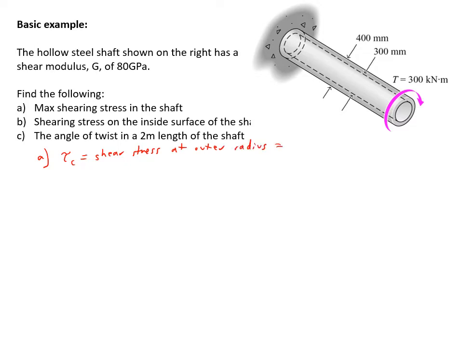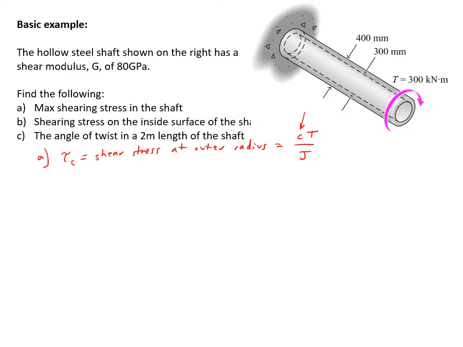And that's going to be equal to that outer radius c times the torque over J, right? And we know that's where the maximum shearing stress is because anywhere else, that c I'm marking would be a rho if it's somewhere on the interior surface, and it would then give us less shear stress. So the maximum shear stress occurs on the outer surface.